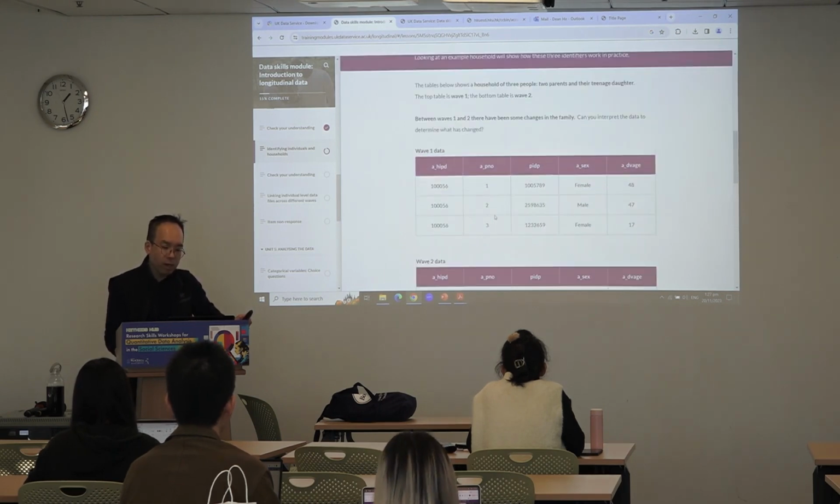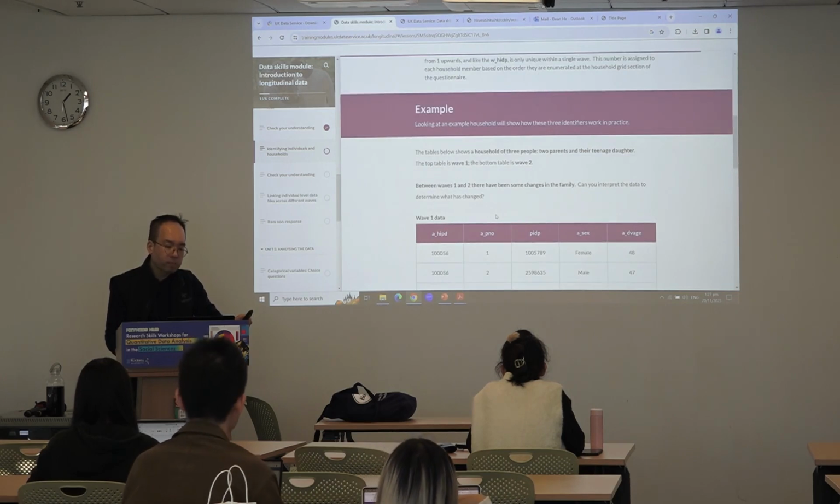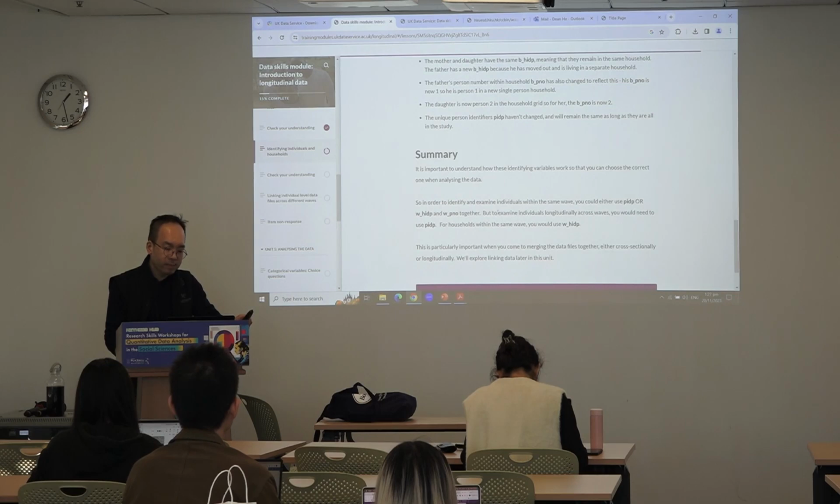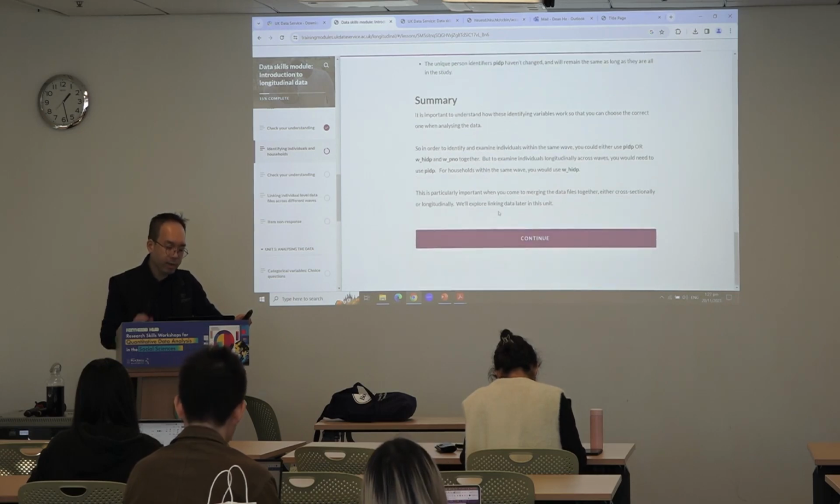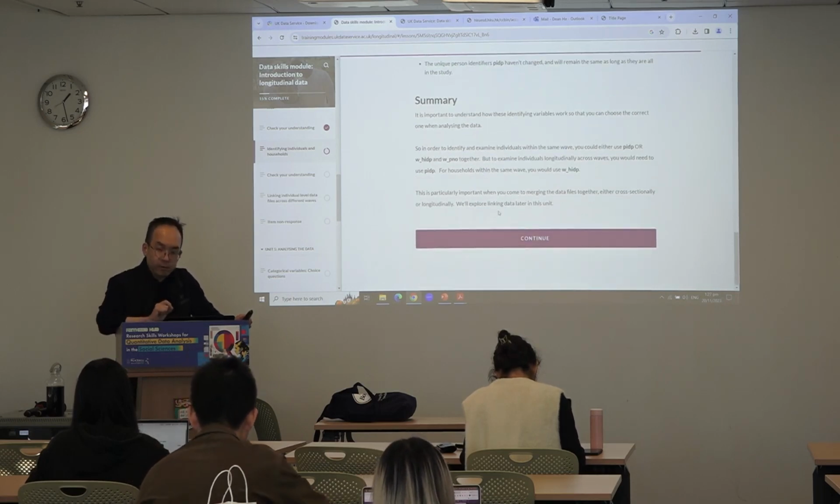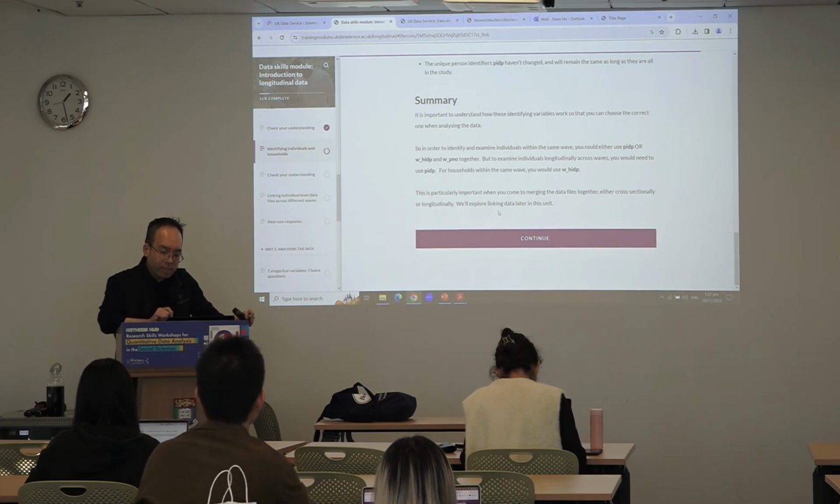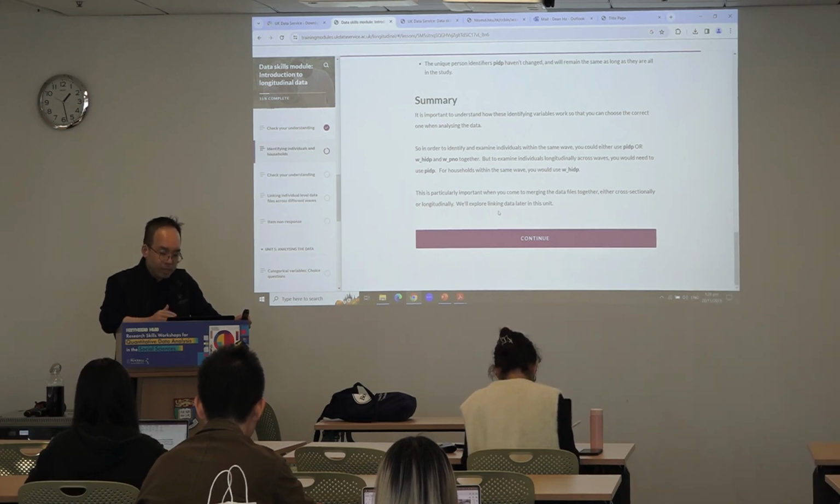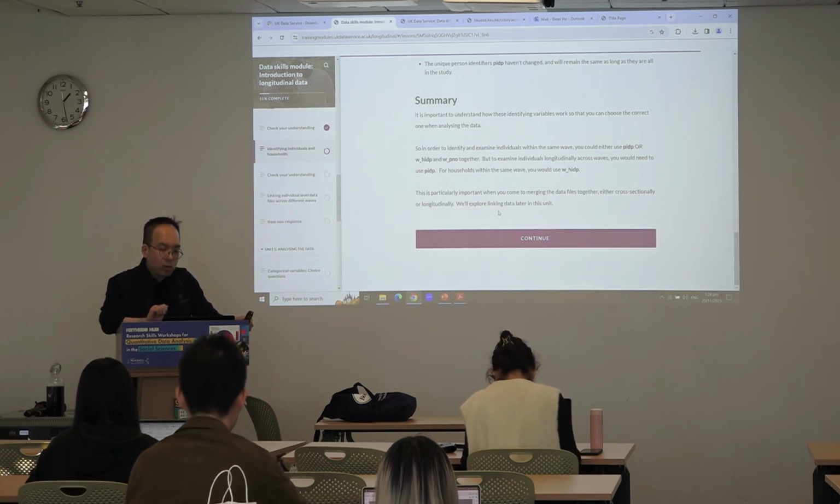So this is what we are able to tell from different waves of the data, and how do we do that? How do we make sense of them? In summary, I think it's pretty important for us to understand how the identifying variables work so that you can choose the correct one when analyzing the data. Again, understanding the data. In order to identify and examine individuals within the same wave, you could either use them together or separately, okay?